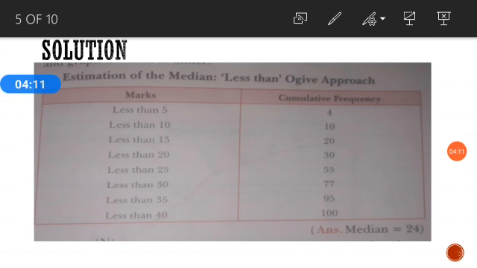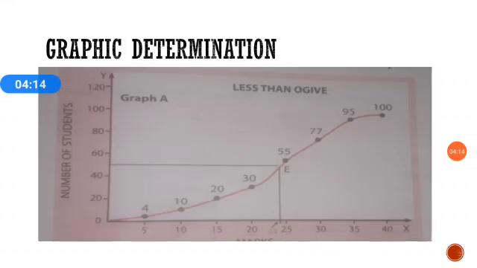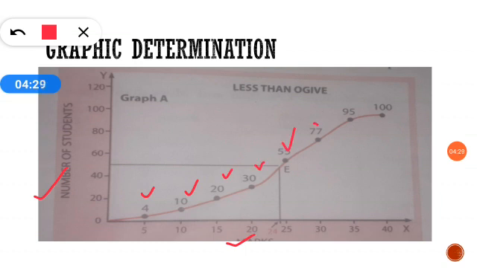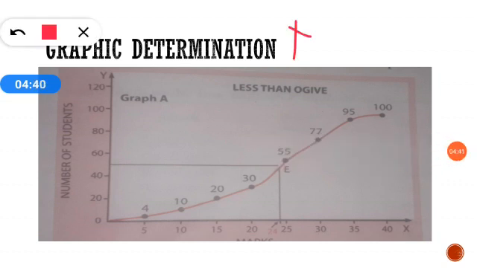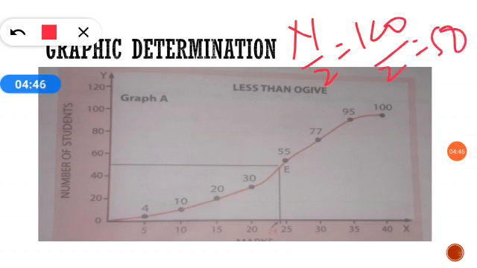Now by using this table, we will draw the less than ogive curve. Here you can see on the y-axis we have shown the number of students, and on the x-axis we have shown marks. And these are the cumulative frequencies that we have calculated in the cumulative frequency table. Now when we have drawn this curve, the next step is to find n by 2. N by 2, that means 100 by 2, becomes 50. Now this 50 will be pointed on the y-axis. See here on the y-axis, the 50 lies between 60 and 40.